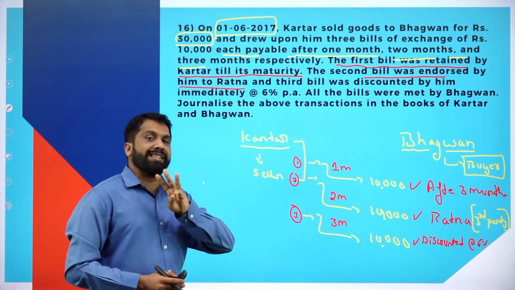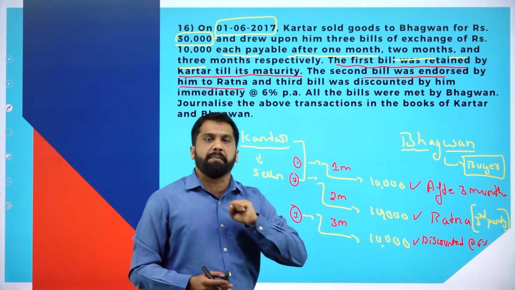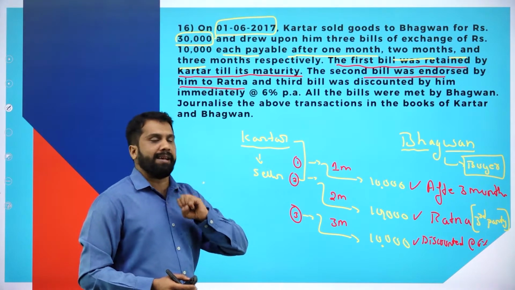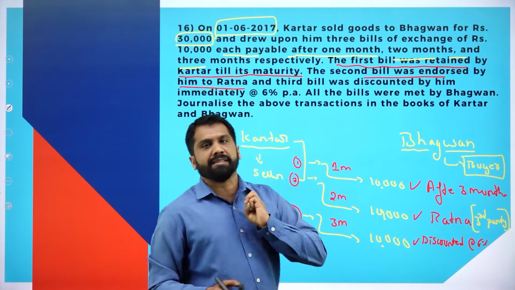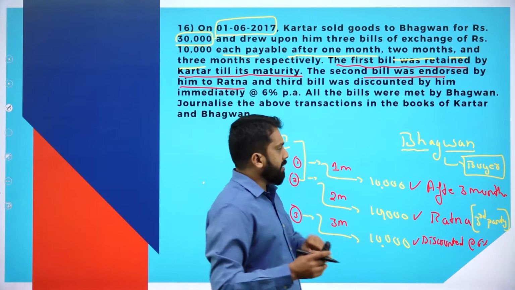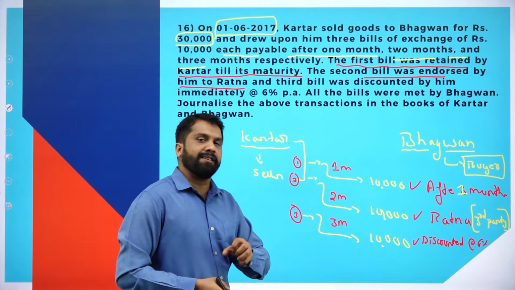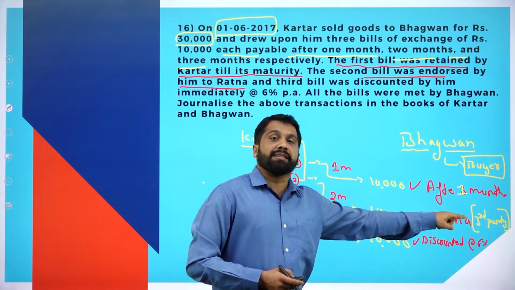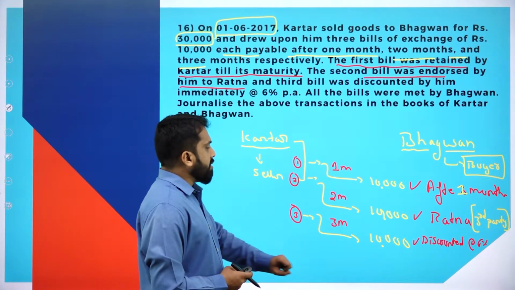So he sold goods in three ways. One is worth rupees 10,000. He has given 1 month time for the payment. Second one, he sold worth rupees 10,000, but he has given 2 months time. And the third one, he sold for 10,000. For that, it is 3 months time. Now, first one, it is not after 3 months. If it is 1 month, it should be after 1 month he collected money. Second one, after 2 months, before that he transferred to the third party, that is Ratna, endorsed. And the third one, after 3 months, 10,000.